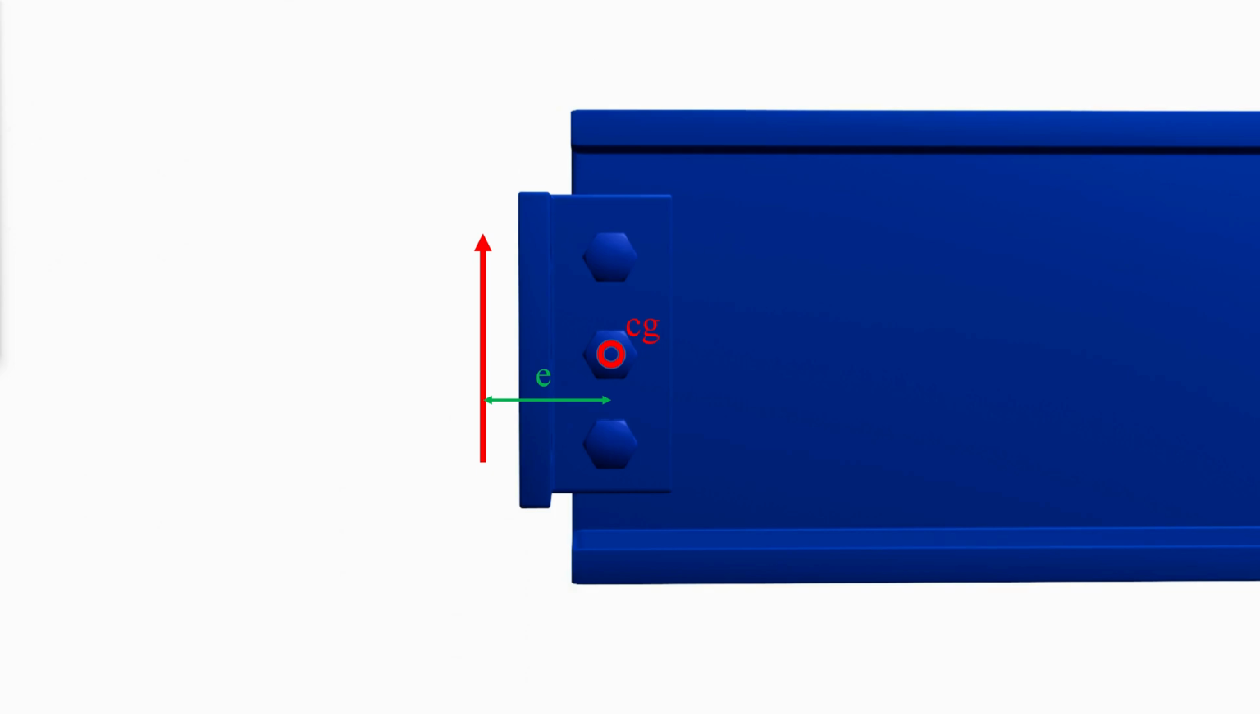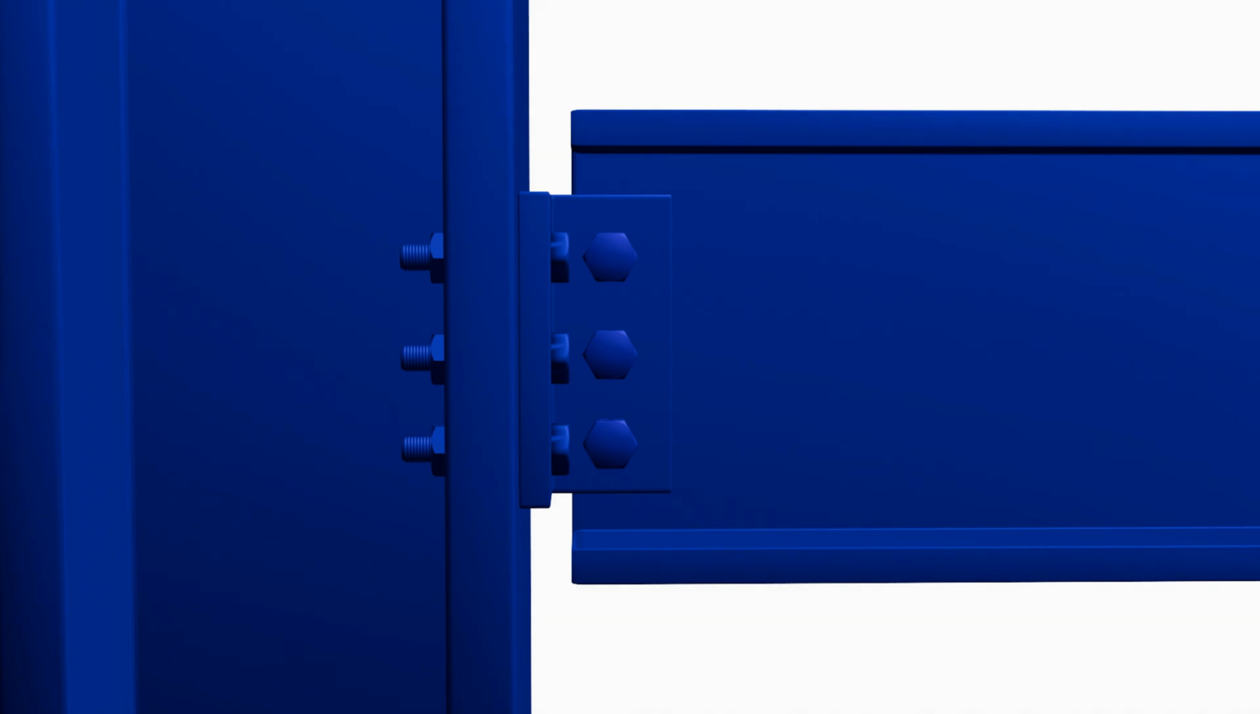Although a majority of connections are probably loaded eccentrically, in many cases, the eccentricity is small and may be neglected. The framed beam connection shown is a typical eccentric connection. This connection, in either bolted or welded form, is commonly used to connect beams to columns.